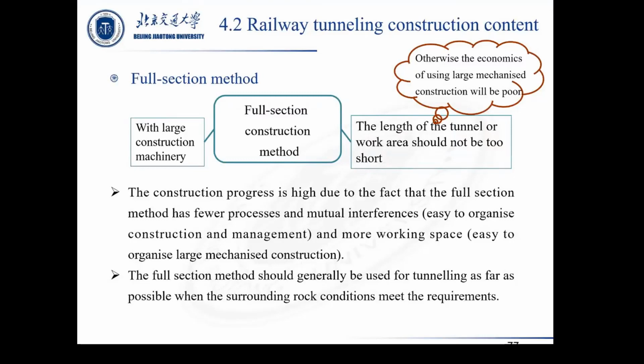The first one is the full section method. The full section construction method must have large construction machinery and the length of the tunnel. All work areas should not too short. Otherwise, the economic efficiency of use large construction will be poor.